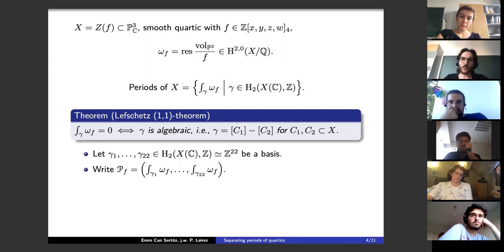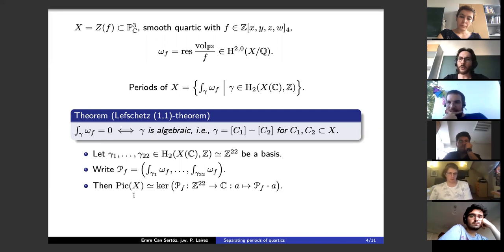And the Lefschetz (1,1) theorem can be rewritten as saying that the Picard group of X, so algebraic cycles on X, is identified with the kernel of this vector, this matrix, from Z^22. That means that I take 22 integers, I take the dot product, and that gives me a complex number. Whenever this dot product is 0, then this A is in the Picard group. So A defines an element in the homology group that should be algebraic.